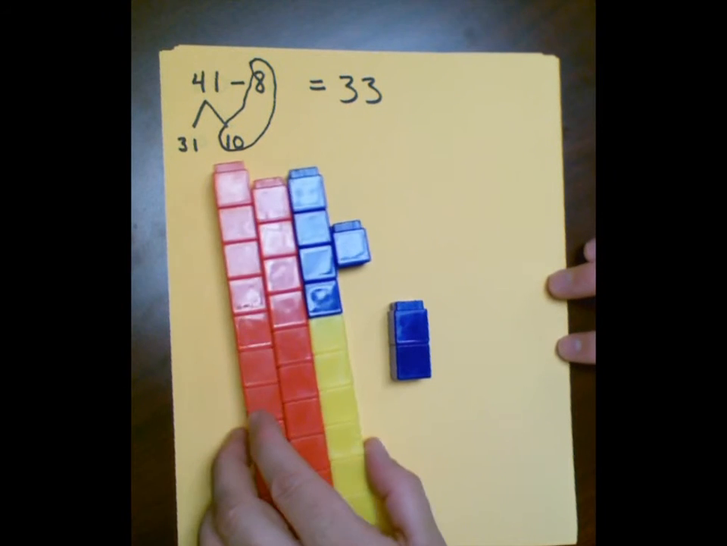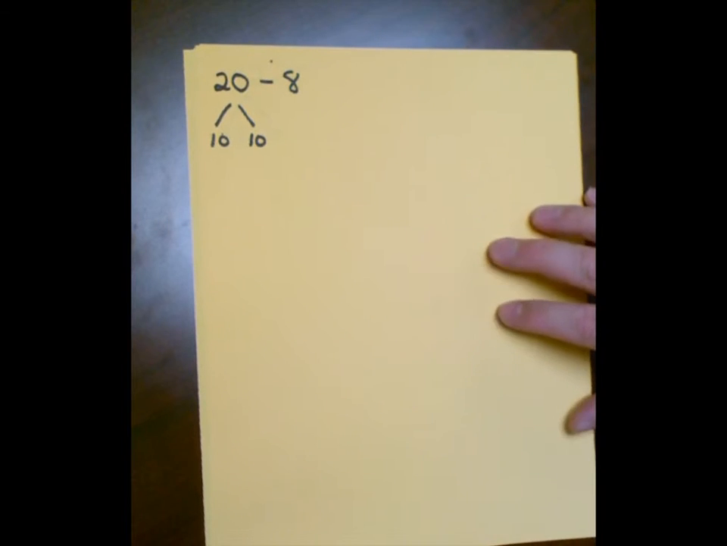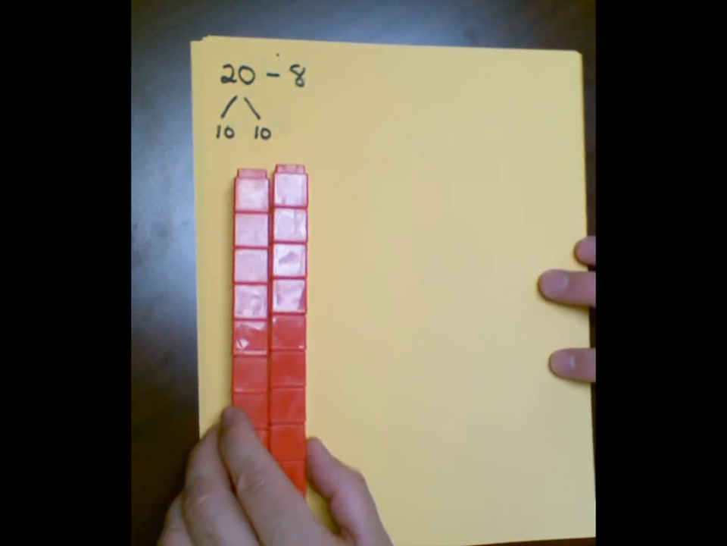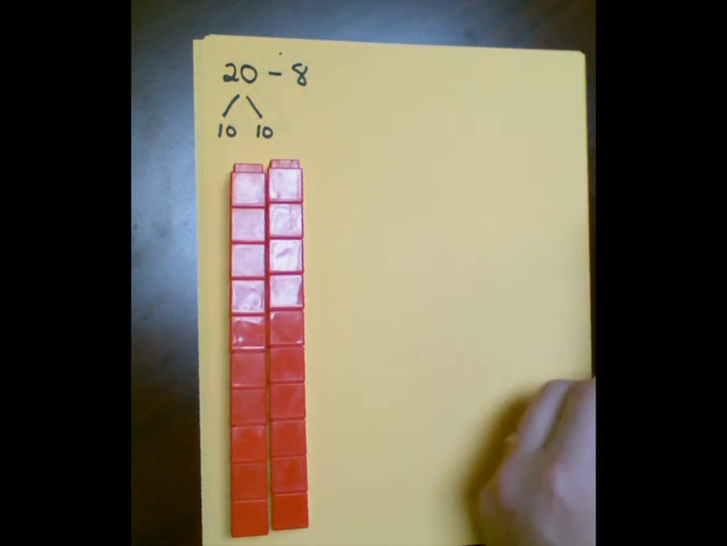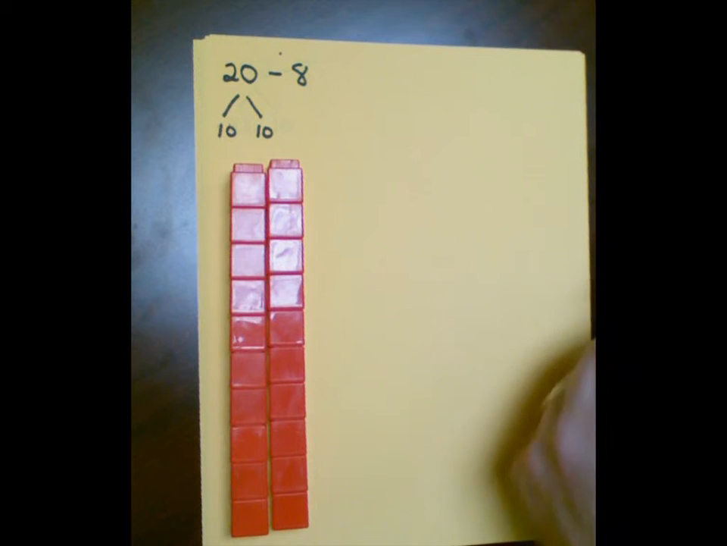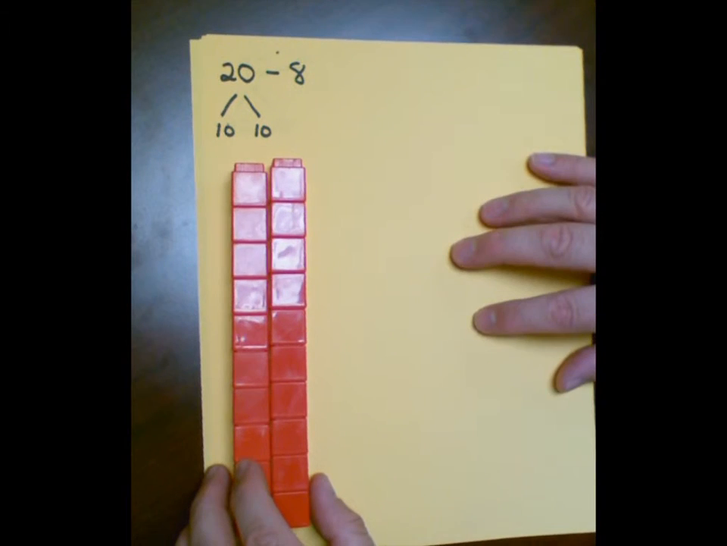So let's do a couple more problems just to get ourselves familiar with this process. So again, this time we have 20, or 2 tens, and we're taking away 8 again. Again, ignore the color. 1, 2, 3, 4, 5, 6, 7, 8. So I'm going to want to take away 8 from what I have in front of me.